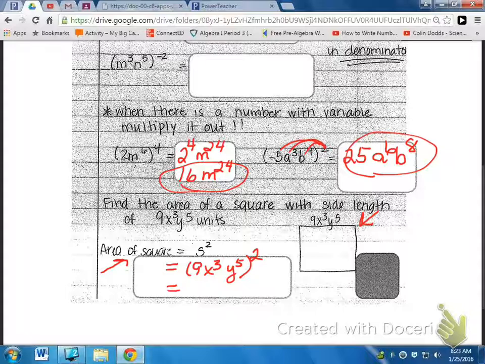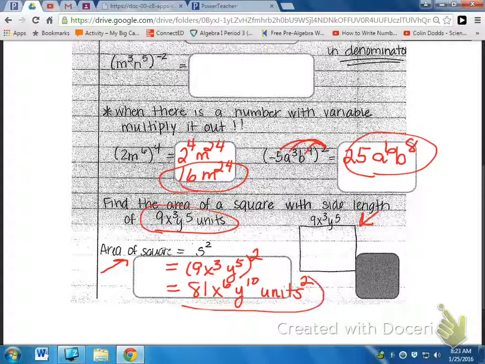So 9 squared is 81. X to the third squared, x to the sixth, and y to the fifth squared, y to the 10th. And it doesn't give me units, but it says units, so I'm going to write on this units squared, just so I'm covered with all my labeling. 81 x to the sixth, y to the 10th, units squared.